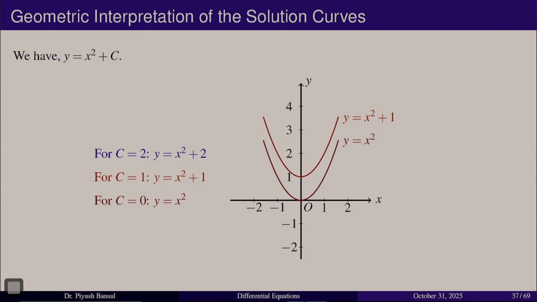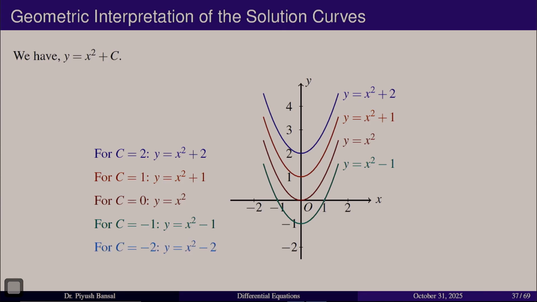Then for c equal to 2, we will have this curve. When we take c equal to minus 1, the vertex will shift in the negative direction, so (0, minus 1) will be the vertex. Then with c equal to minus 2, this is going to be the curve. All these curves satisfy the same differential equation, which is dy by dx equal to 2x. Why? Let us see that also.